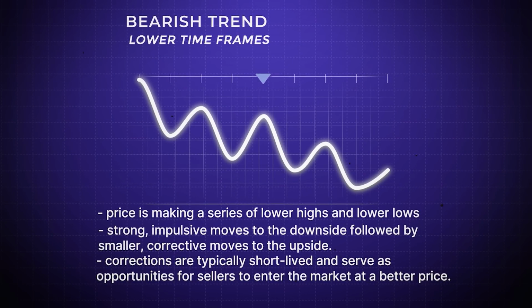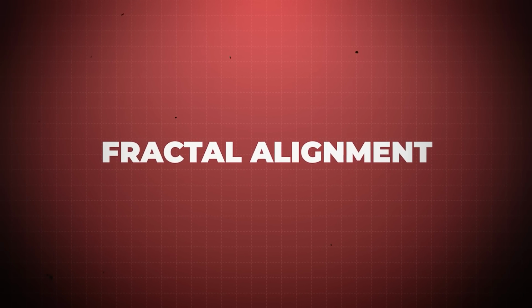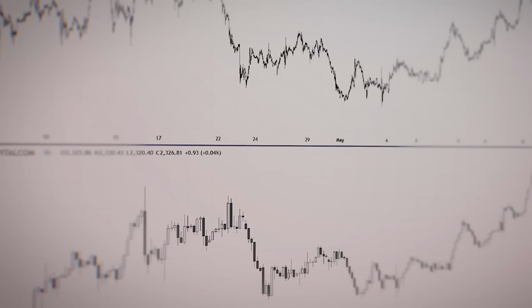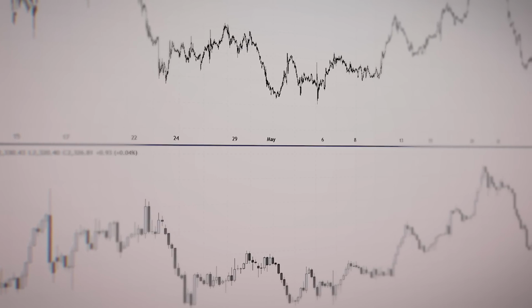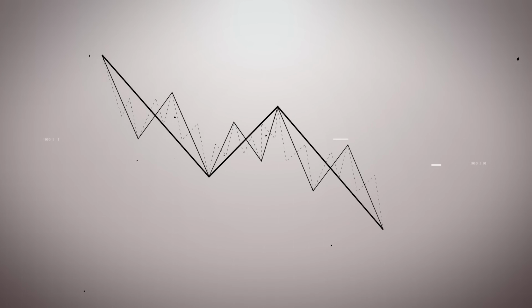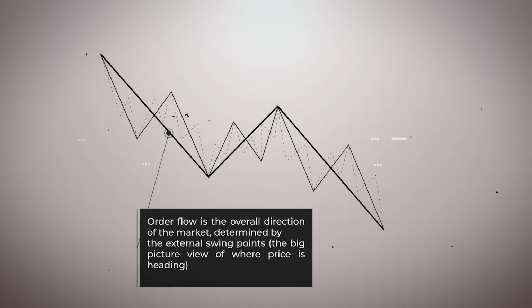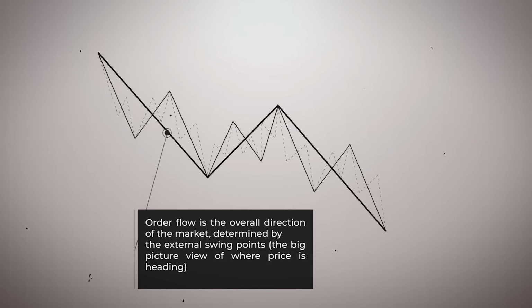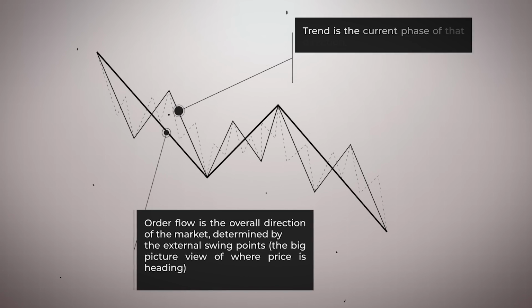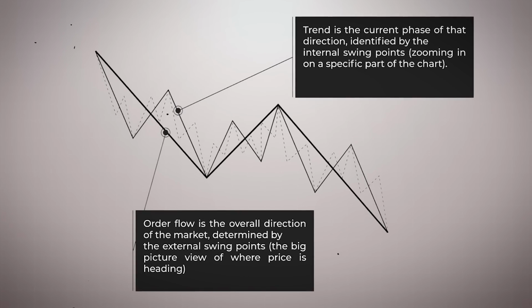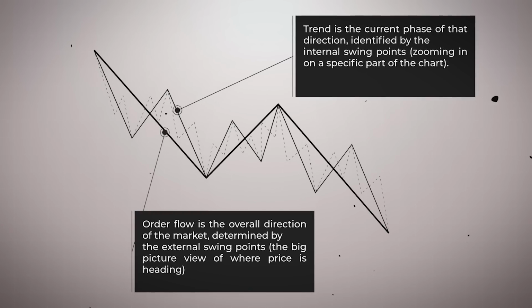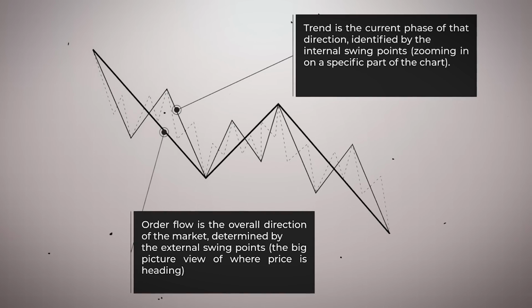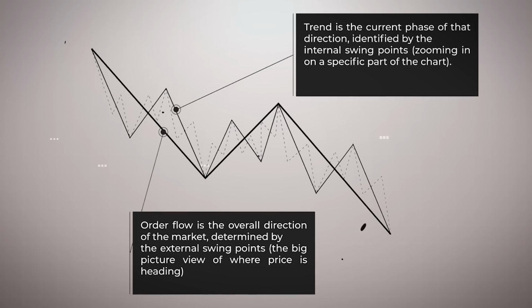Now let's talk about fractal alignment and how it ties together the order flow and the trend. So order flow is the overall direction of the market, determined by the external swing points, the big picture view of where price is heading. Trend is the current phase of that direction, identified by the internal swing points. It's like zooming in on a specific part of the chart.